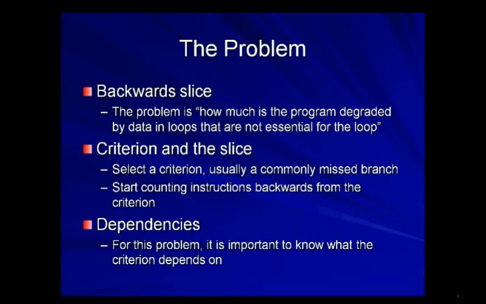And the problem is, how much is a program degraded by data and loops that are not essential for the loop? So in order to analyze this problem, first we need to pick a criterion, which is usually a commonly missed branch, and then we start counting instructions backwards from the criterion. And then also, an important item to discuss is dependencies, because if the criterion is dependent on something, it is essential, and if not, it may not be essential.